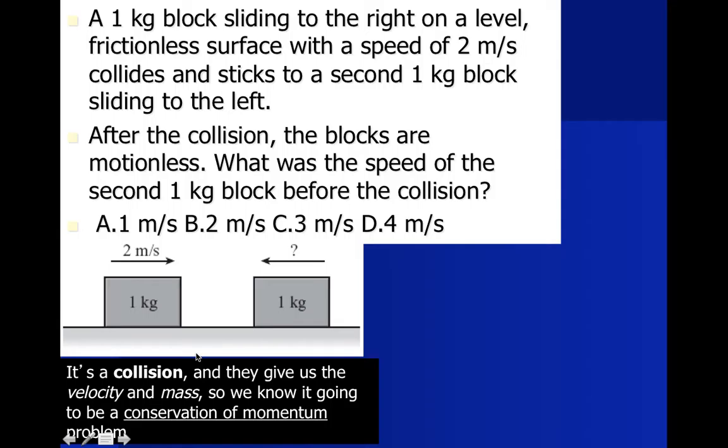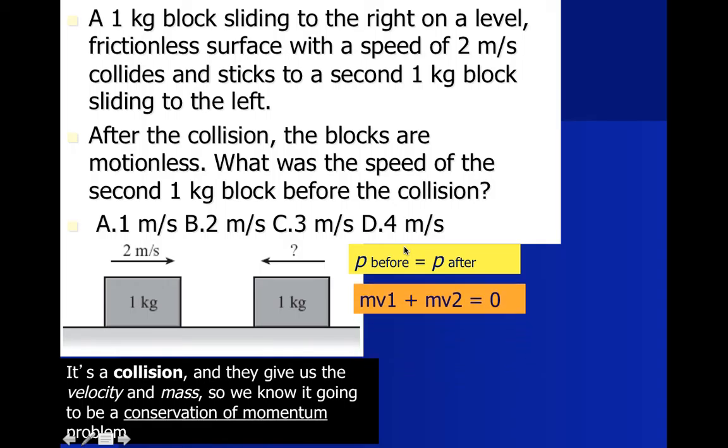Well, it's a collision. So they're giving us mass and velocity. When you see mass and velocity, that's momentum. You should be thinking about momentum. And we have a collision, so we're talking about conservation of momentum. The momentum before has to equal the momentum after. So the total momentum of object 1 plus total momentum of object 2 is going to equal 0. That's the momentum after. If they're motionless, their velocity is 0, they have no momentum. So momentum before would be the momentum of these two together, and the momentum after is simply 0 because they both stop.